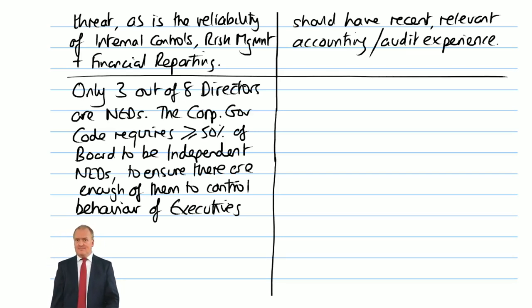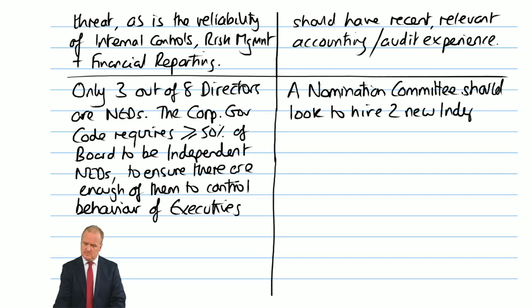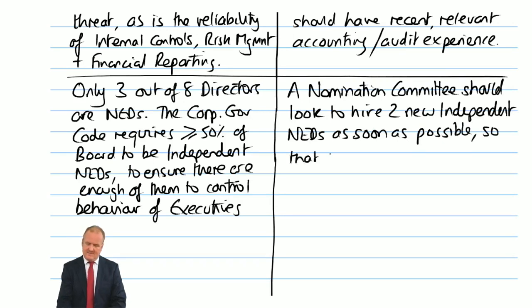Well, they need more non-executives. If they hire one, they'll have 9 directors and only 4 NEDs, and 4 out of 9 is also less than 50%. If they hire 2 new NEDs, they'll have 5 out of 10, and they're there. Who hires directors? Well, that should be a nomination committee. So that 5 out of 10 directors are independent NEDs.